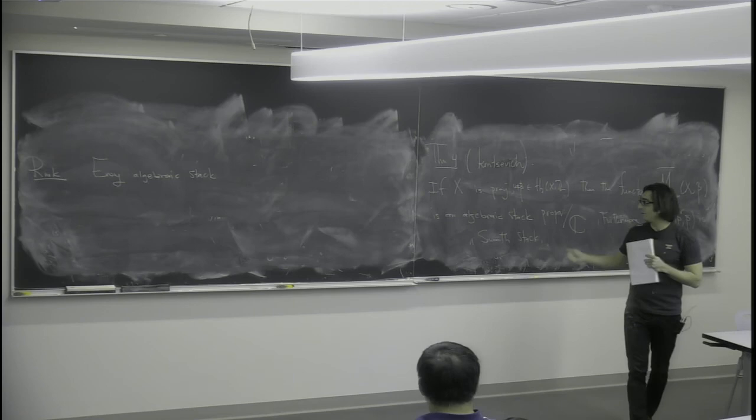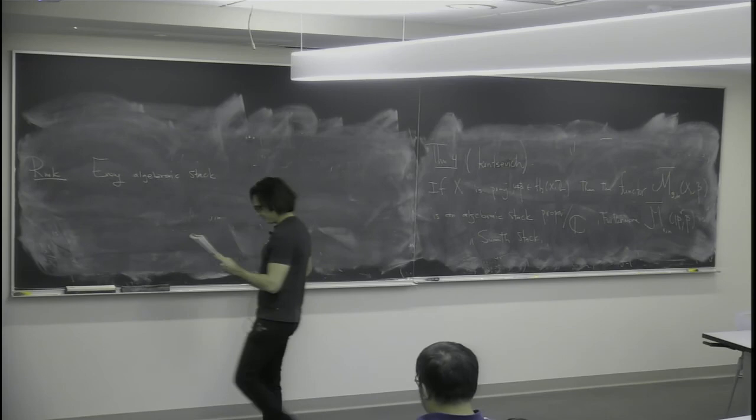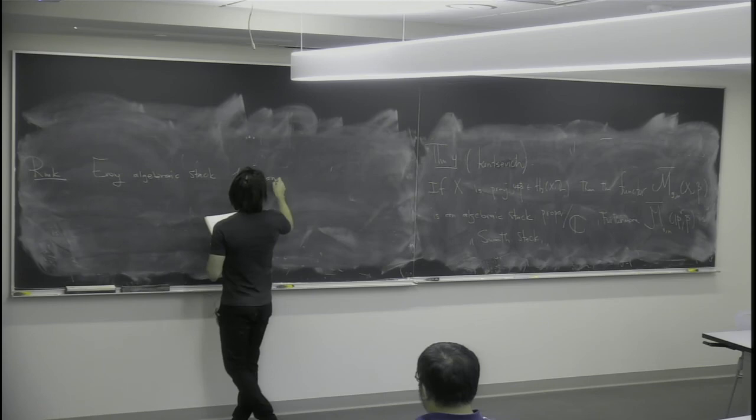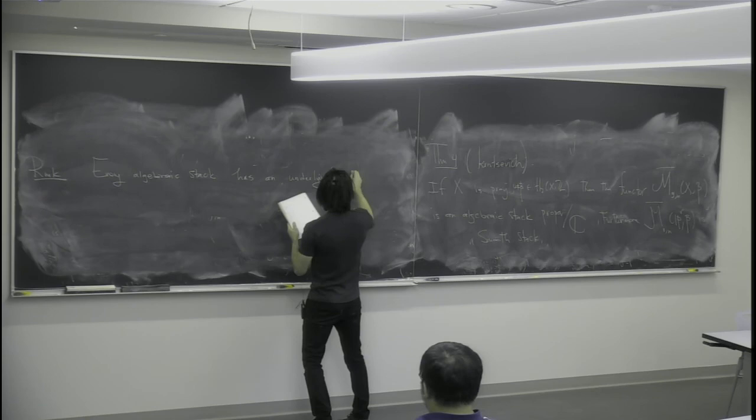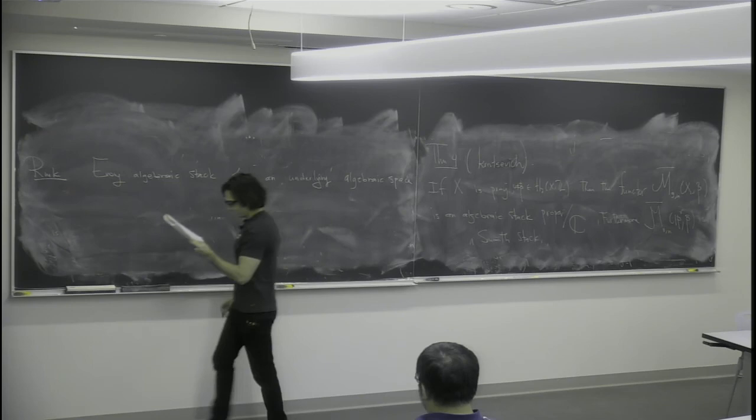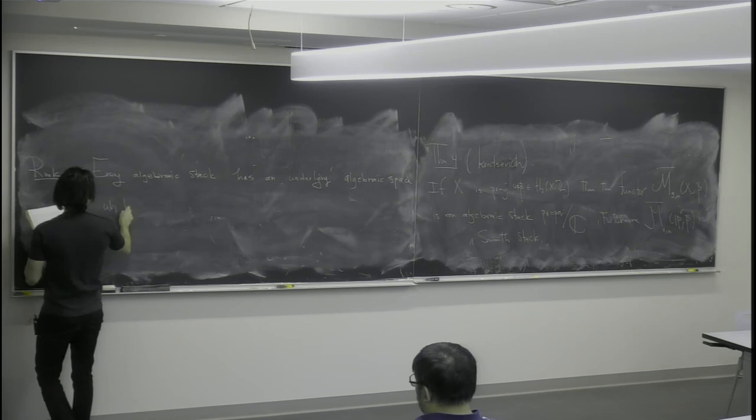Is the coarse moduli space straight M bar G and X beta. If you look at the notes of Fulton and Pandharipande, you will see how many pages they spent to prove this via GIT, that the coarse moduli space associated to the honest stack is this GIT quotient.